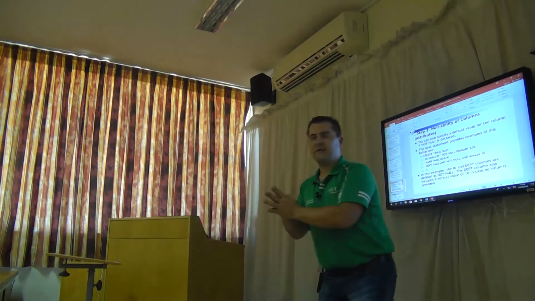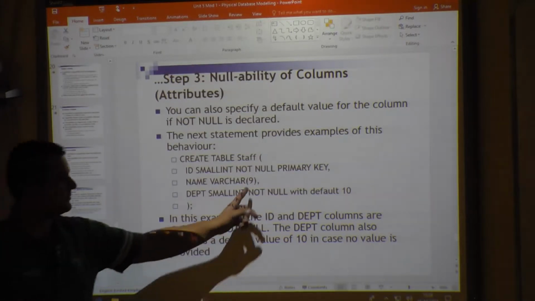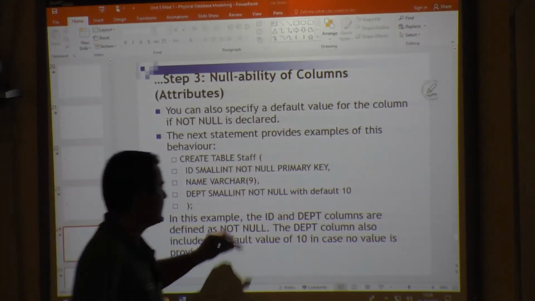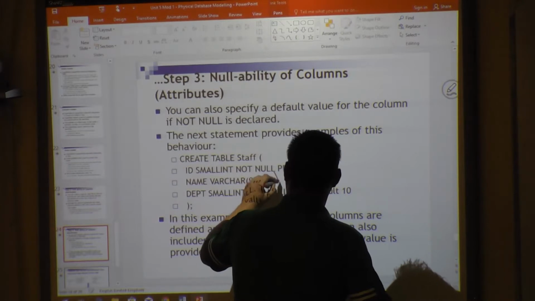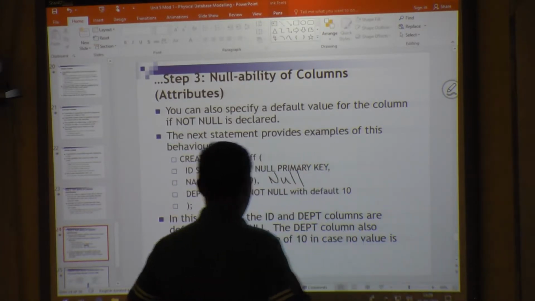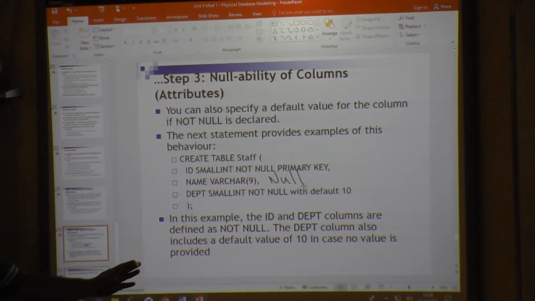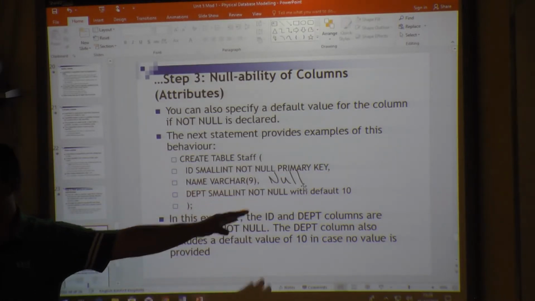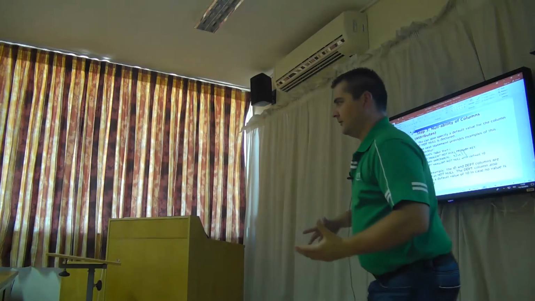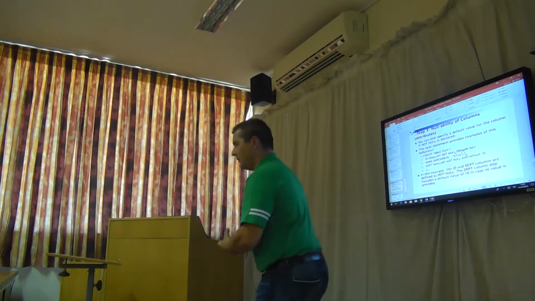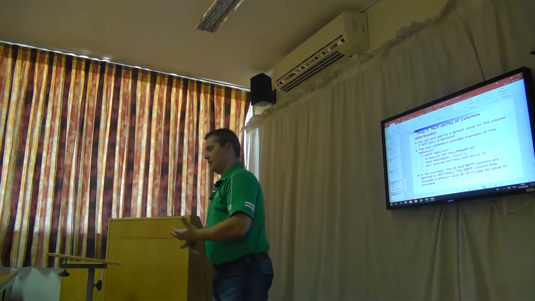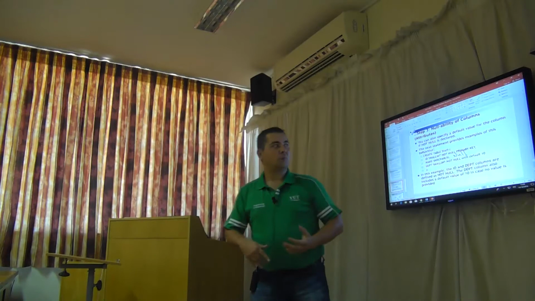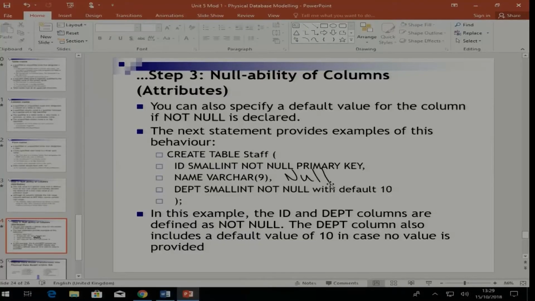If we just had the characters null there, then it could have been that the name is optional. You can have a name entered, or you don't need to enter the name. But if we look at the ID number, it says it's required. It is not null. It cannot be left out.